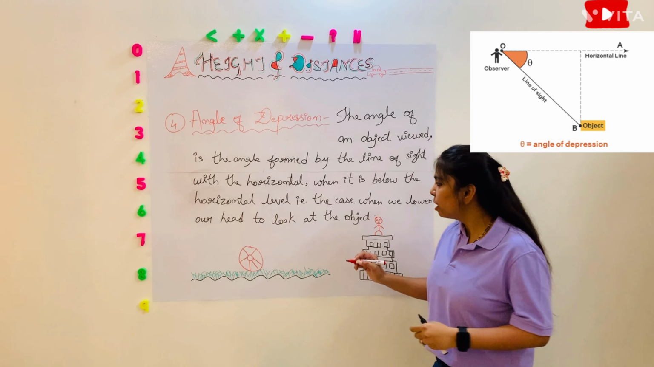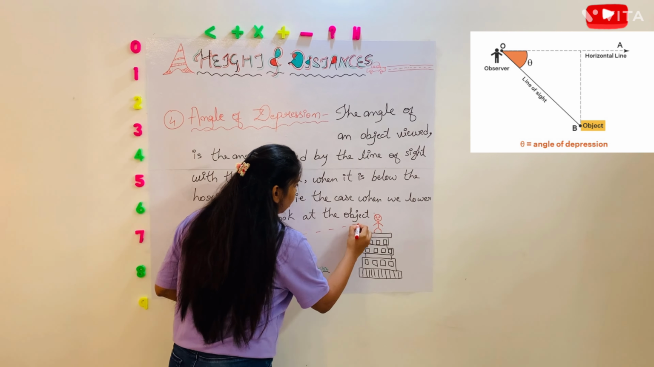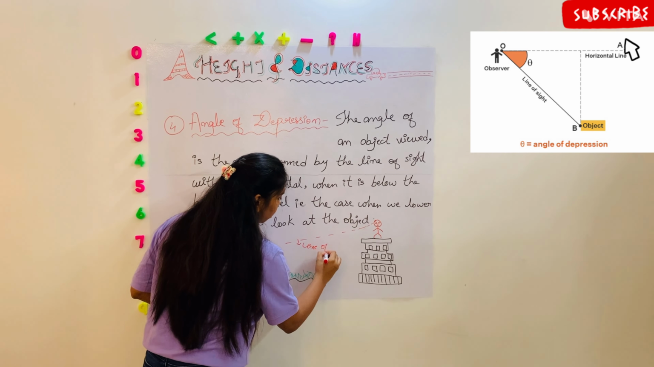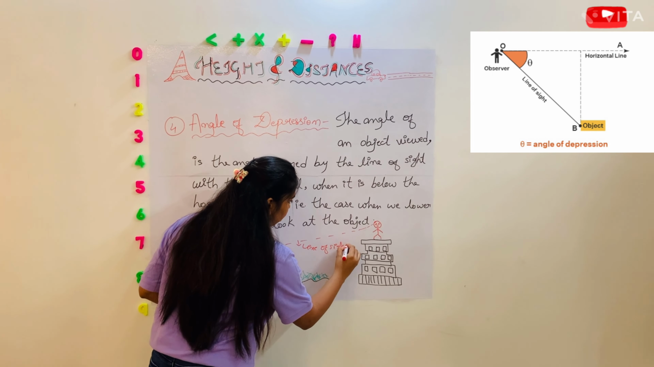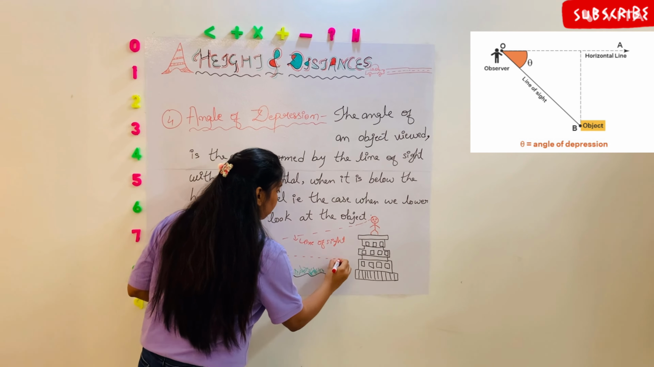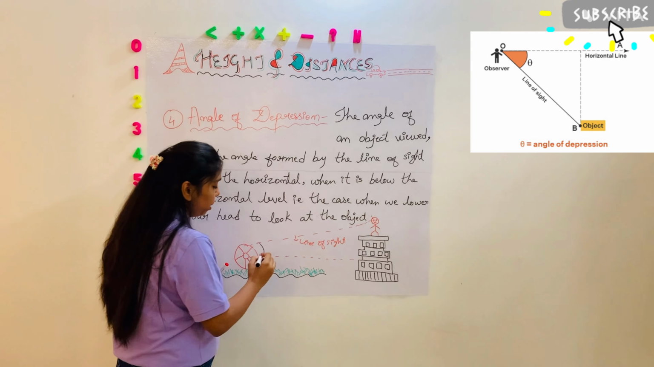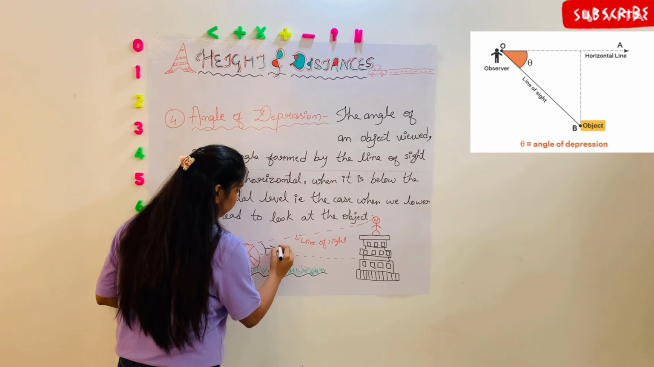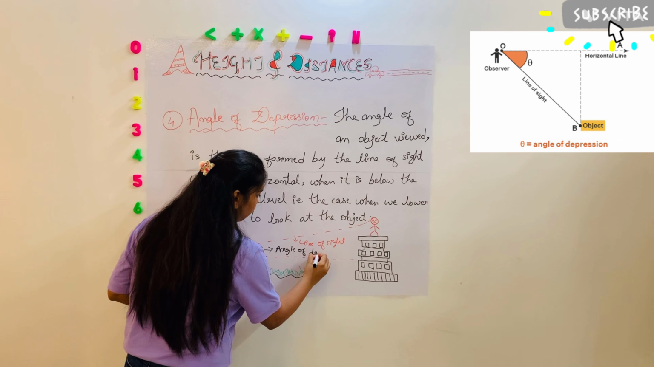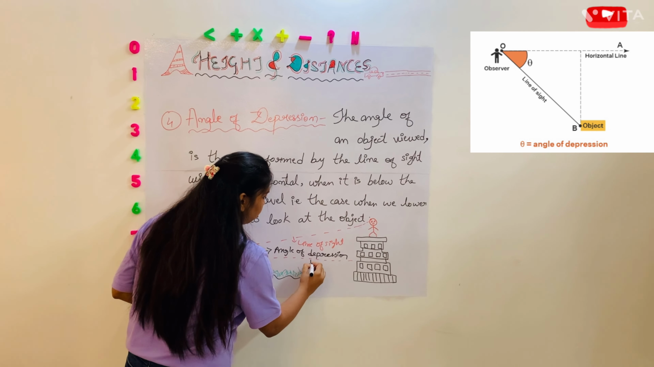So the angle that is formed between the line of sight, this is your line of sight, and the horizontal line, this angle is called the angle of depression. And this is your horizontal line.